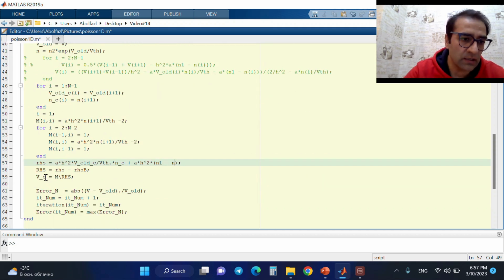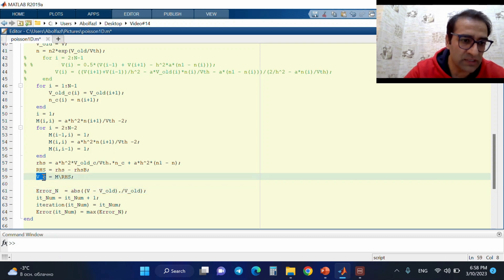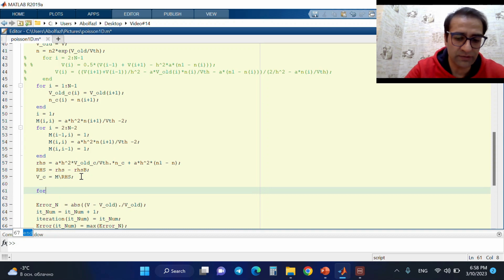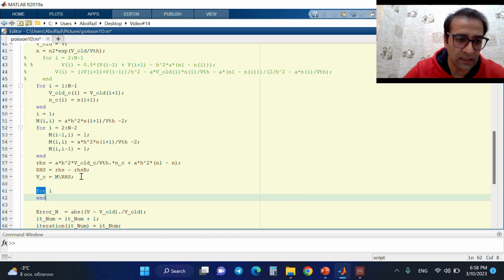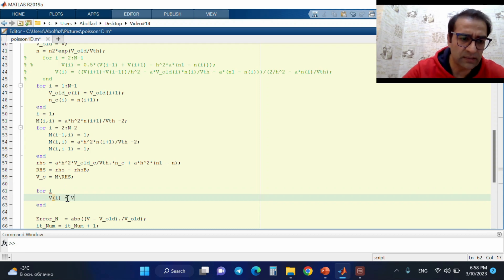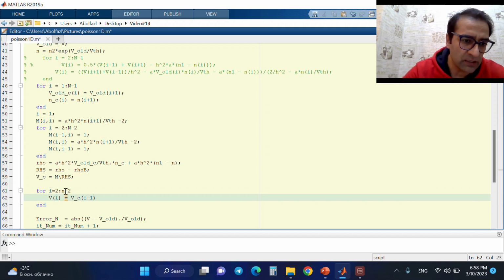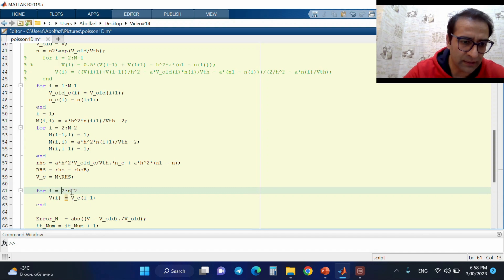What else? Another thing, here we calculated VC, but in defining the error, we subtract V old from V. Therefore, we updated VC and we need to update V. So we need to define another loop for I to give this VC I to V I. If I changed from 1 until n minus 2, it should be 2, and it should be I minus 1. And I should change from 2 until n minus 2, right? And we give VC I minus 1 to I.